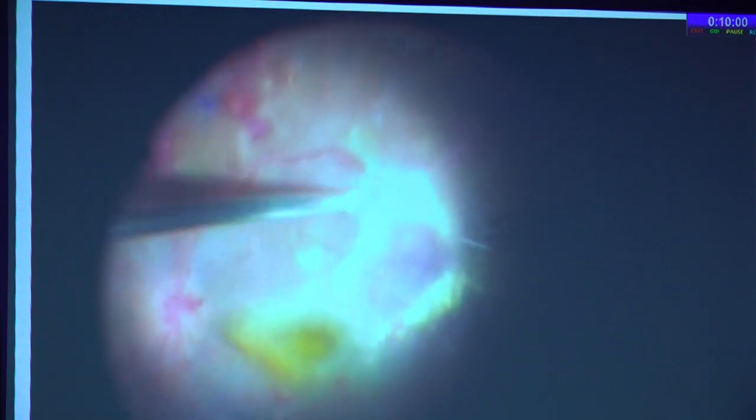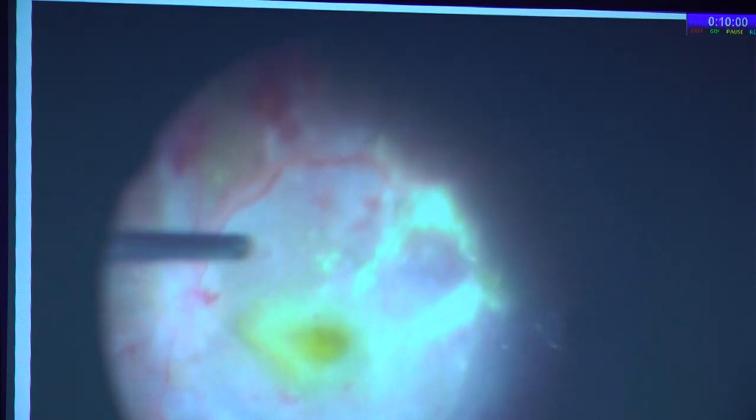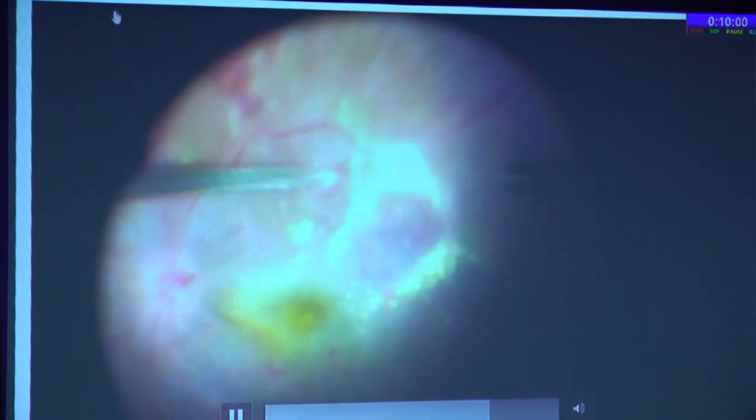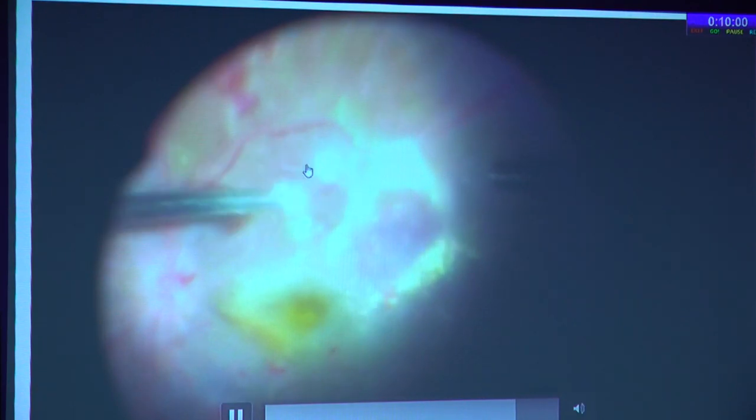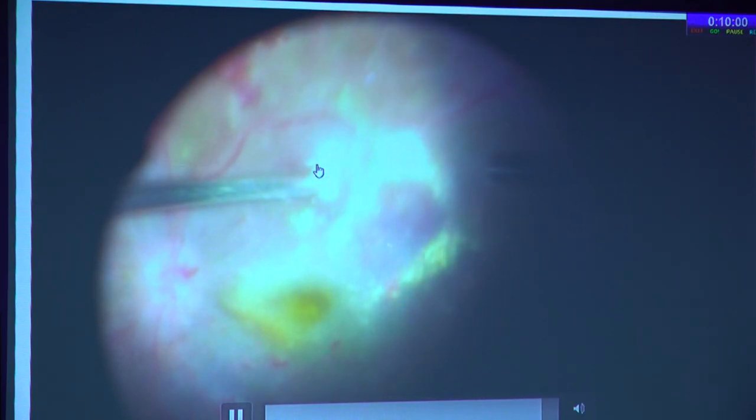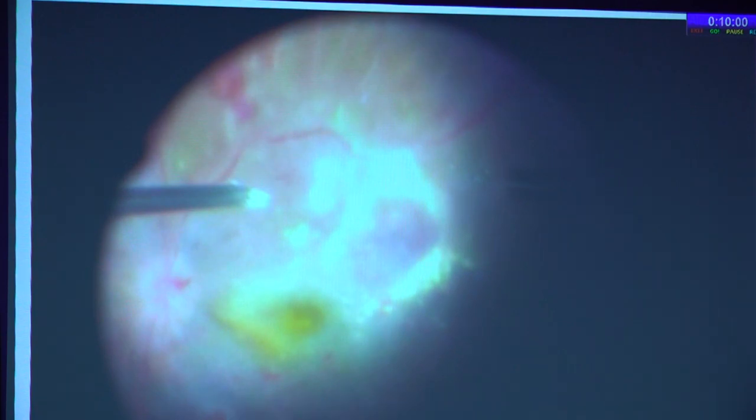So this is an ILM peeling done. There is a small ooze in this area, and you need not actually go and touch. You can use a very high current, like 40% or 50% power, and create the diathermy zone. Even without touching the bleeder directly, you can induce coagulation.